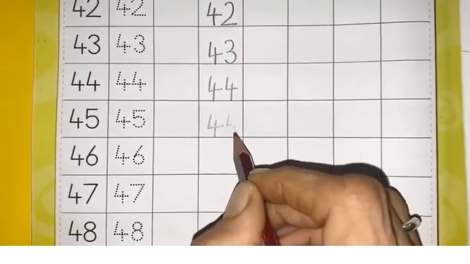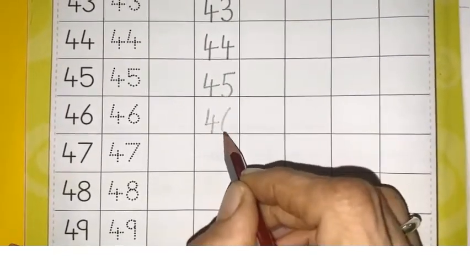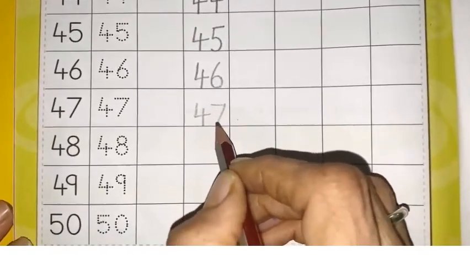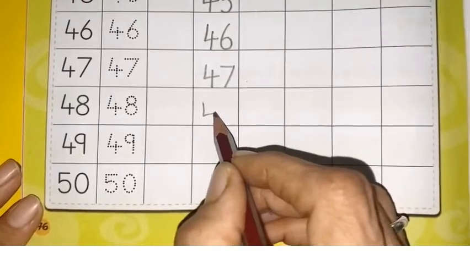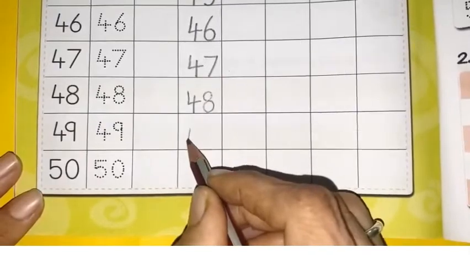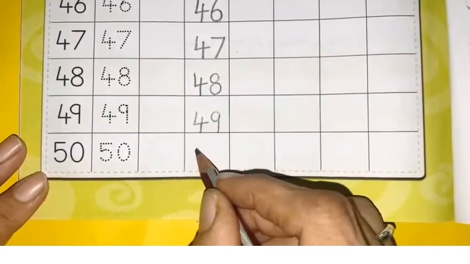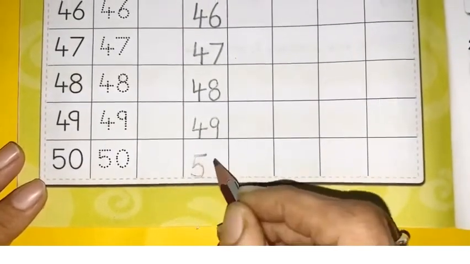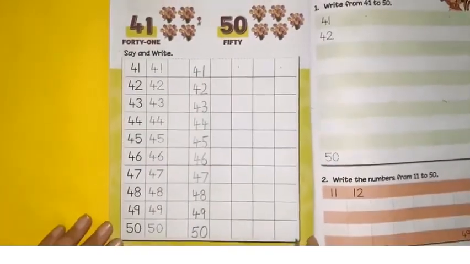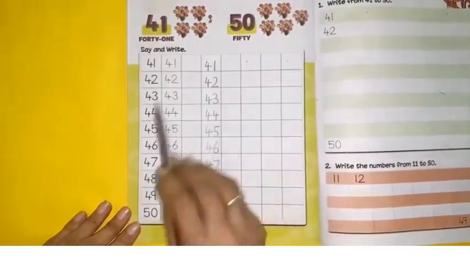4, 5, 45. 4, 6, 46. 4, 7, 47. 4, 8, 48. 4, 9, 49. 5, 0, 50. Like this, children, complete till here. If you want to leave this column, you can leave. Otherwise, continue all the columns.